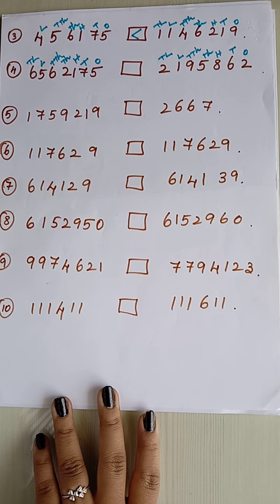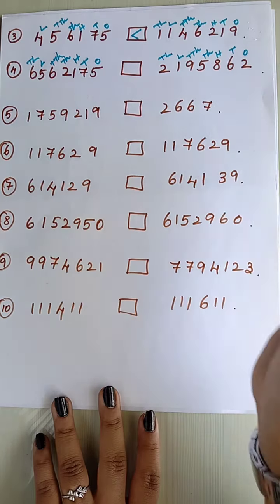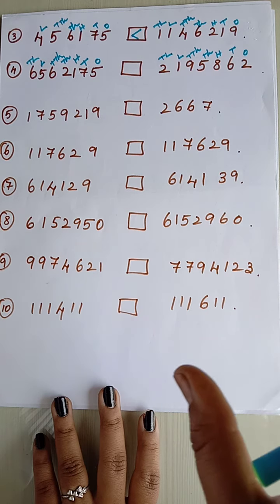Next step is we have to compare the place value. While comparing the place value, both sides are same. Here also 10 lakh, this side also 10 lakh. Both sides are same. The next step is what? I already told you: we have to compare the first digit of the two numbers.